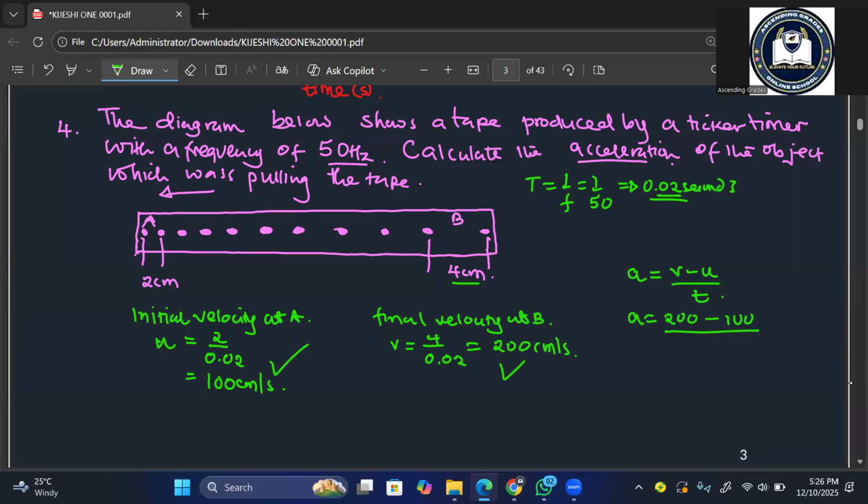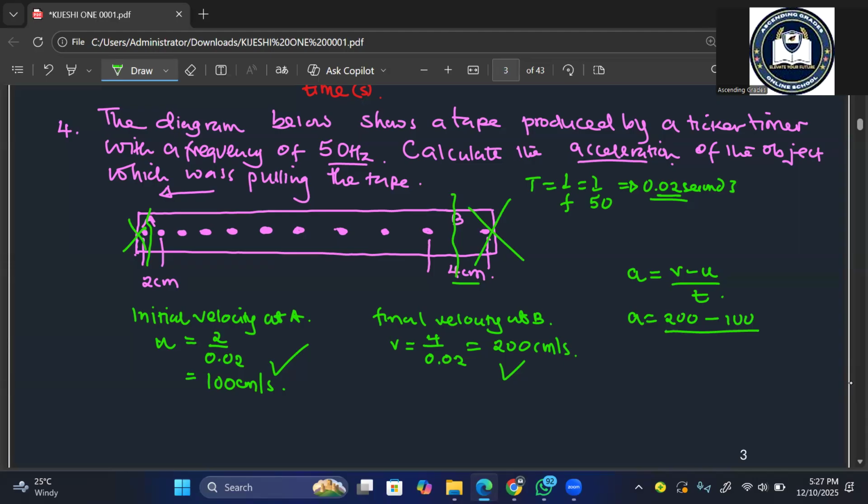Remember when you want to get total time taken for this one, then you must look at the places or the paths where you use to calculate the initial and the final velocity. So it's like you must get the average velocity. So you count the number of spaces because you must pick the midway of A and the midway of B. So you do away with this part and you do away with this part.